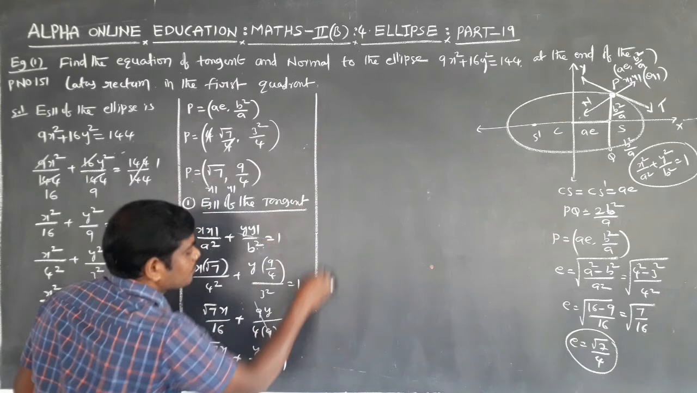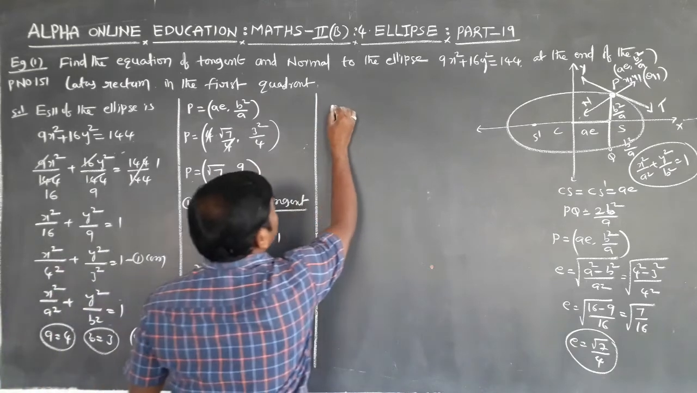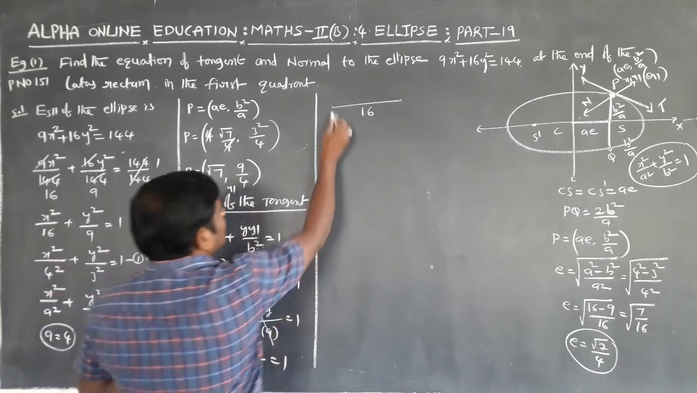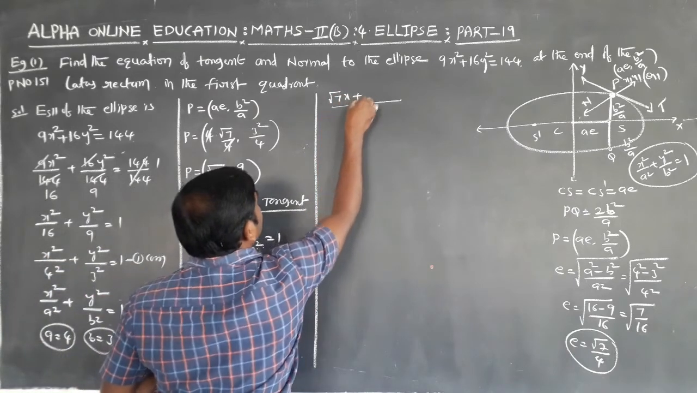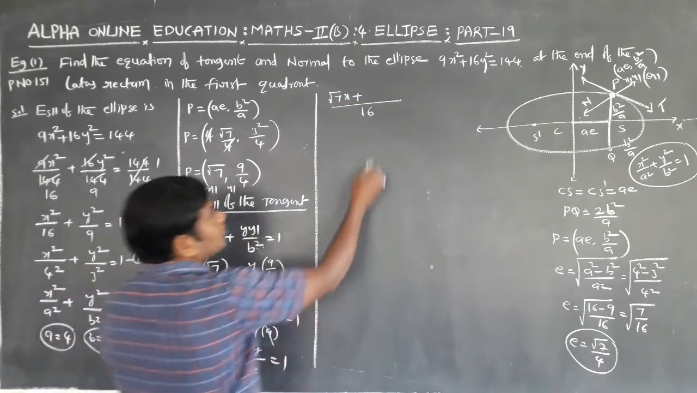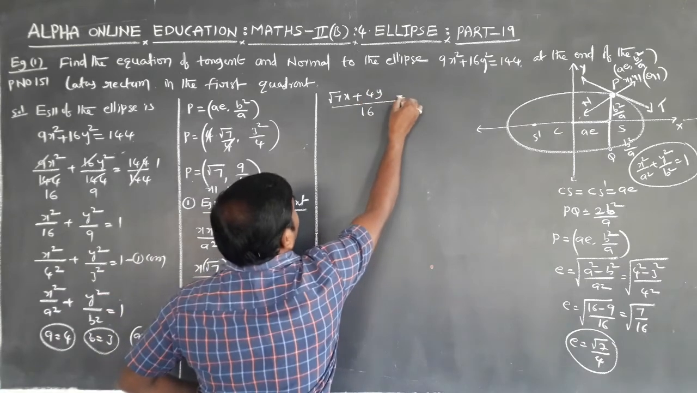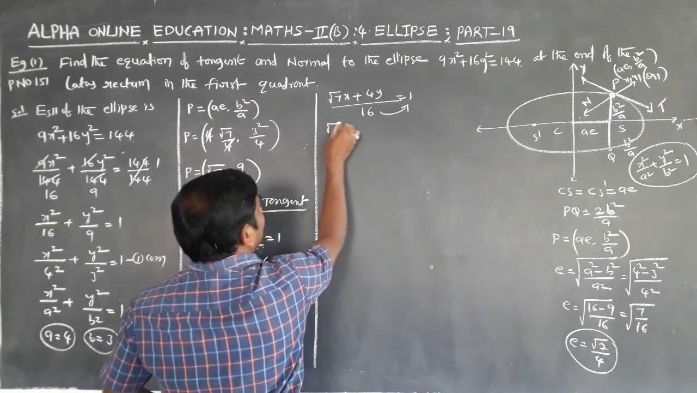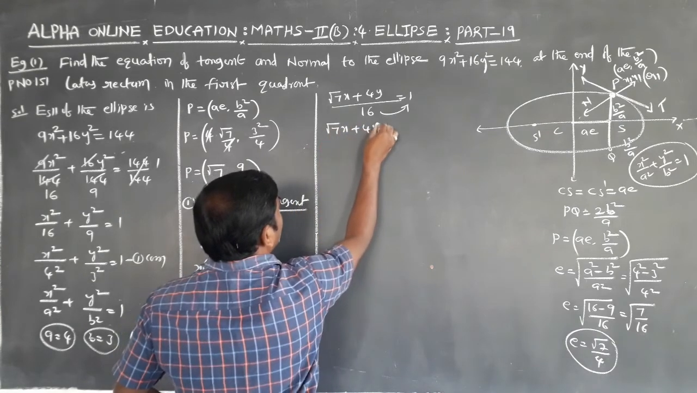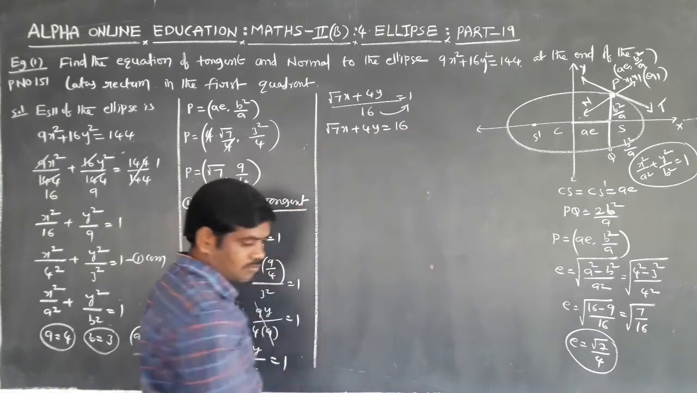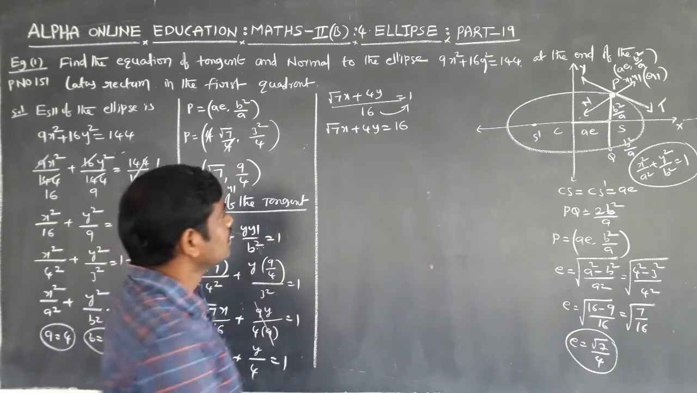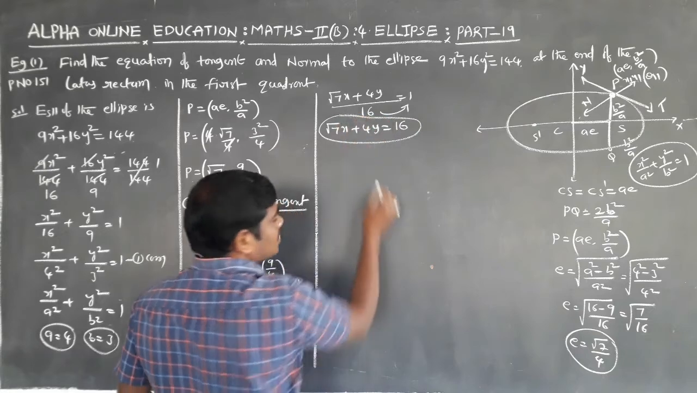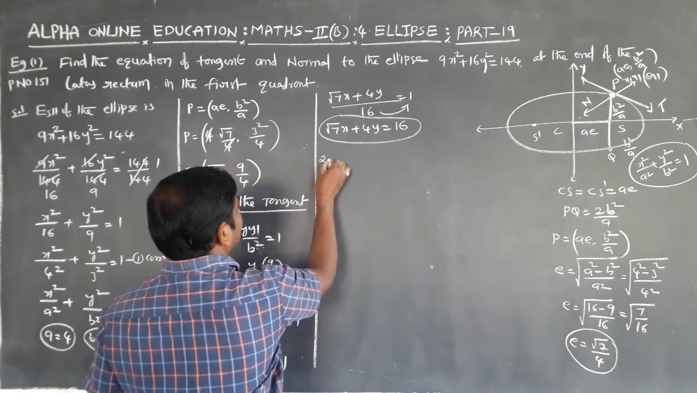Here taking LCM 16. 4 and 16, LCM is 16. So root 7x by 16, 4 into y, 4y is equal to 1. Taking 16 to the right side, root 7x plus 4y is equal to 16 is the answer. This is the equation of the tangent.